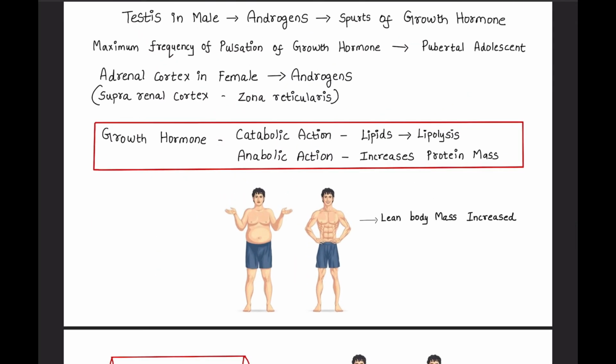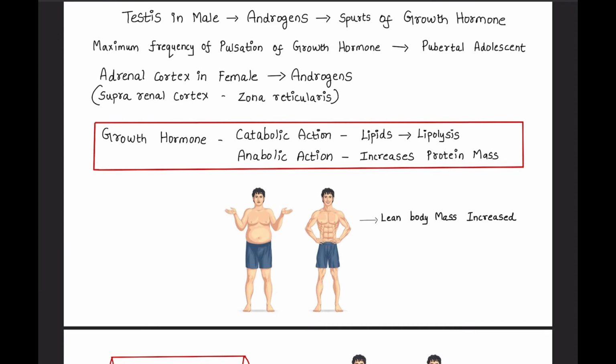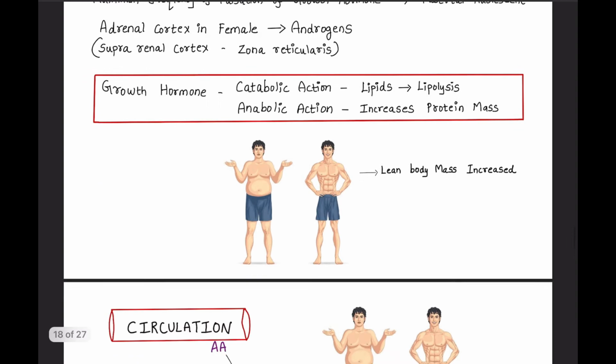because muscles are made up of proteins, and proteins are made up of amino acids. For muscle growth, you need proteins. Whenever there is increase in growth hormone, the excess fats or lipids are burnt through lipolysis, and through anabolic action, the muscle protein mass is increased.